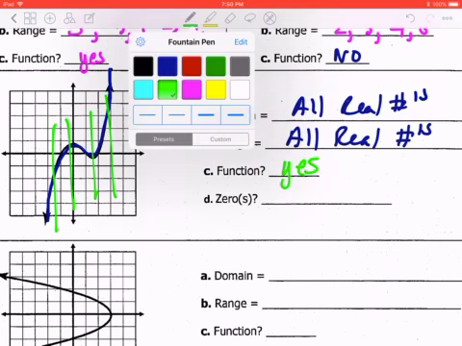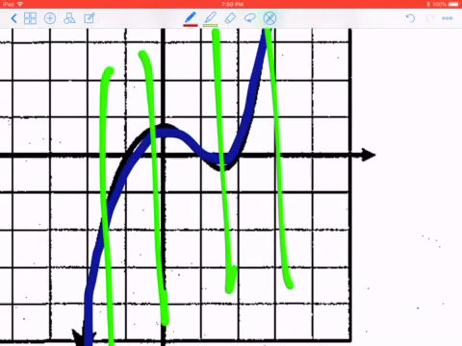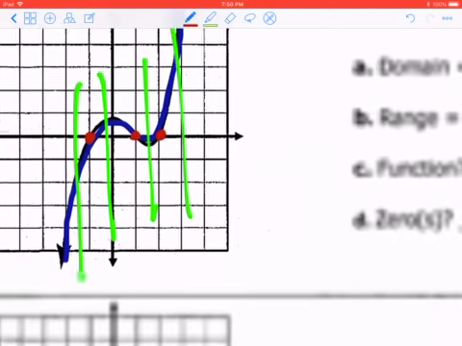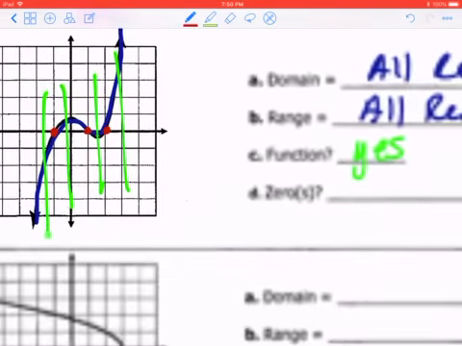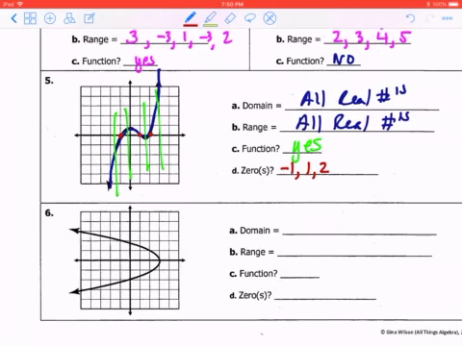And then when it comes down to zeros, what they're asking is, where does it touch the x-axis? And that is our zeros. Those are our solutions. And for that, we're just going to put exactly where that is. So that is -1, 1, and 2. So when it says zeros, it's looking for when the graph touches the x-axis.